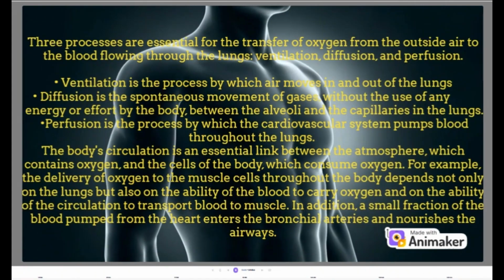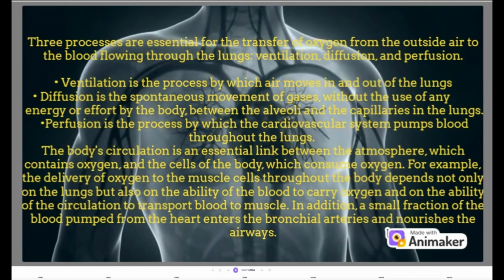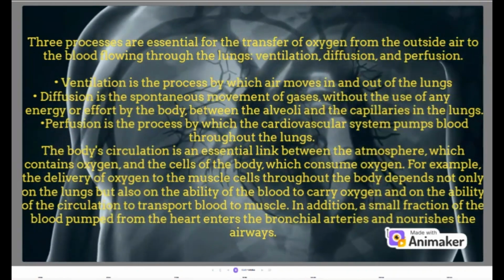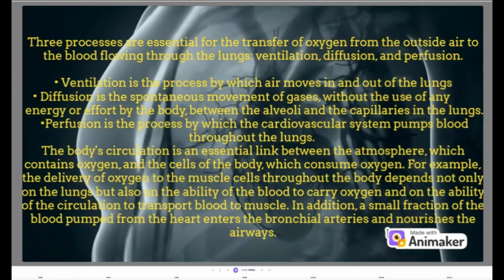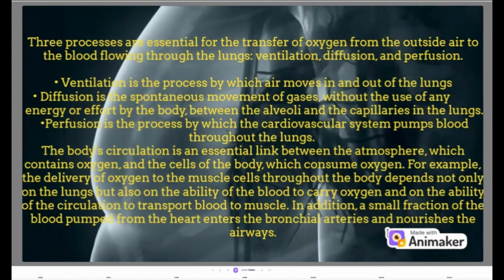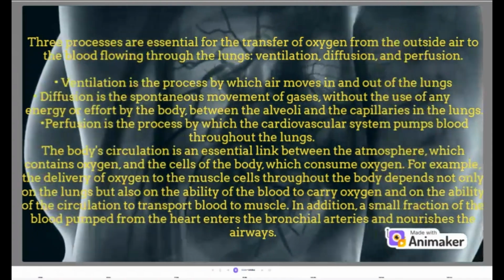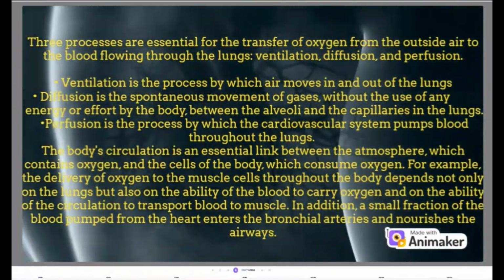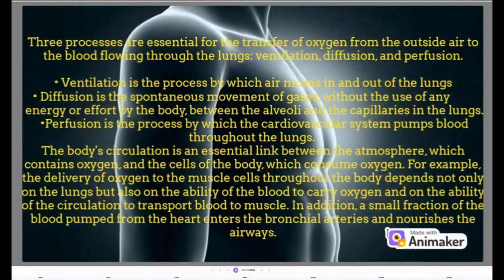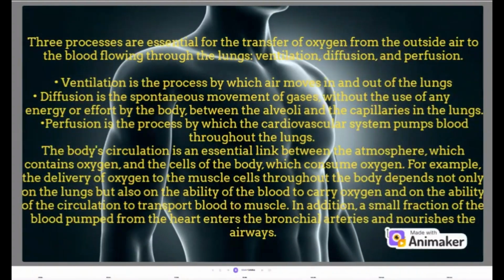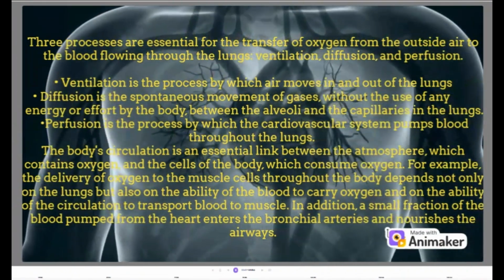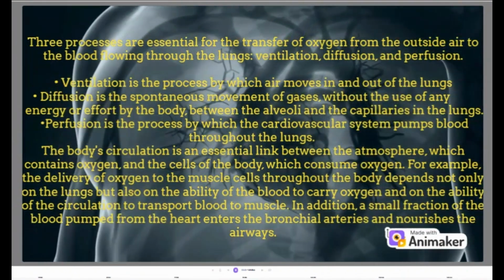3 processes are essential for the transfer of oxygen from the outside air to the blood flowing through the lungs: ventilation, diffusion, and perfusion. Ventilation is the process by which air moves in and out of the lungs. Diffusion is the spontaneous movement of gases, without the use of any energy or effort by the body, between the alveoli and the capillaries in the lungs. Perfusion is the process by which the cardiovascular system pumps blood throughout the lungs.